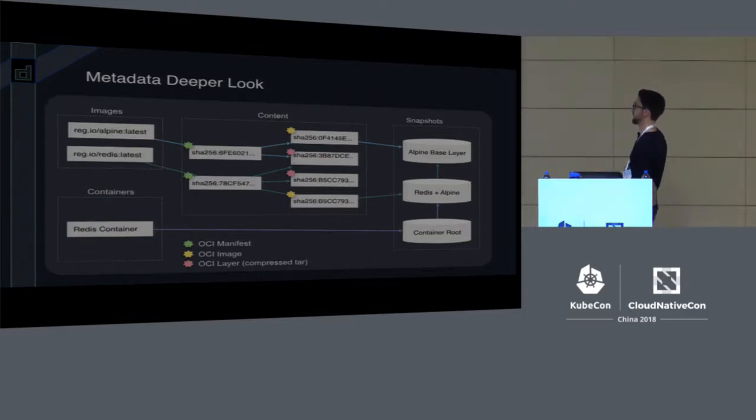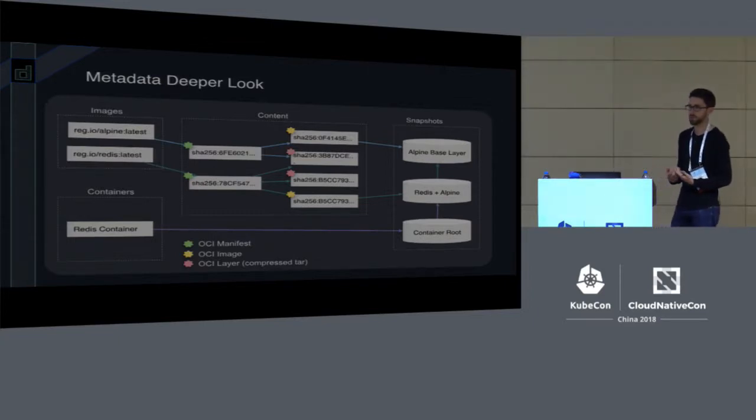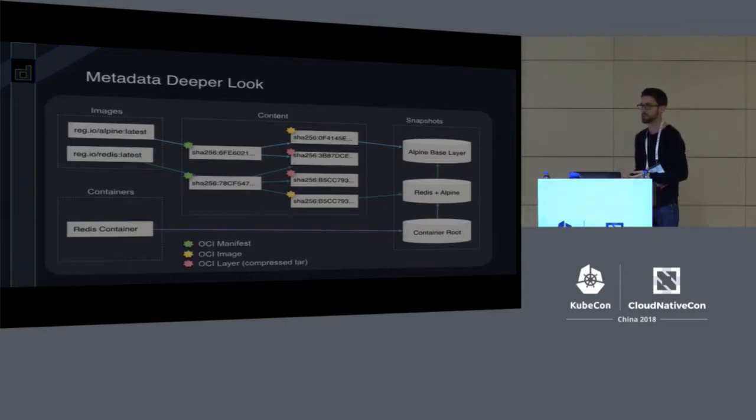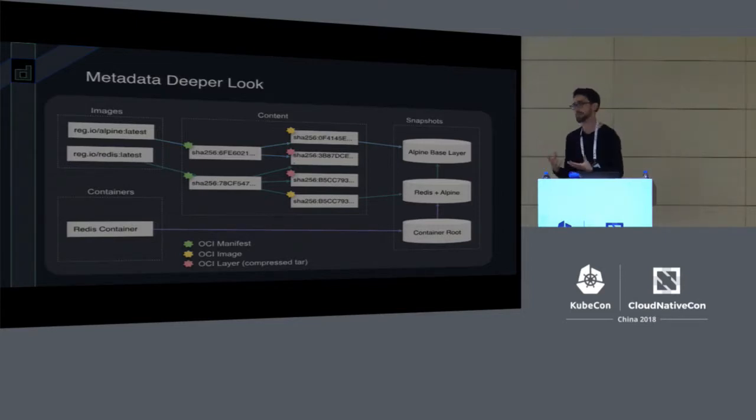Looking at how that data is structured, we have data types for images, for containers, and for content, which you can think of as just a blob of data referenced by a hash. If you're familiar with the registry API, there's a blobs endpoint, which is referenced by hash. OCI image descriptors always point to a specific hash. So the content store is what actually stores those blobs of data.